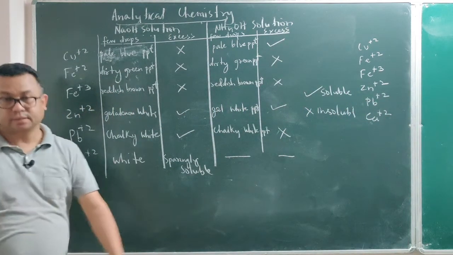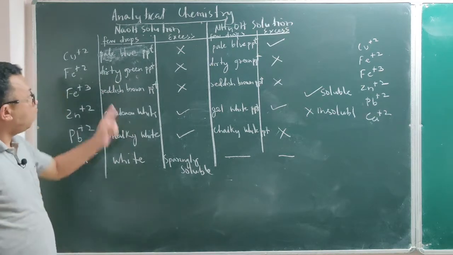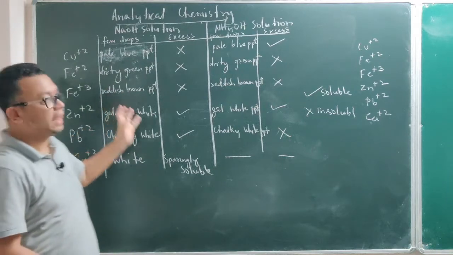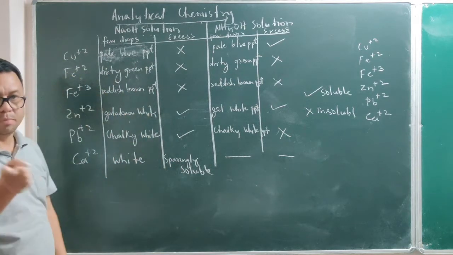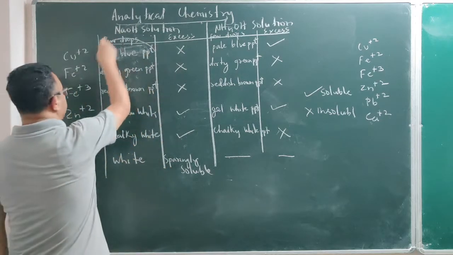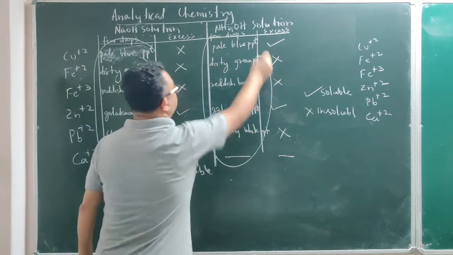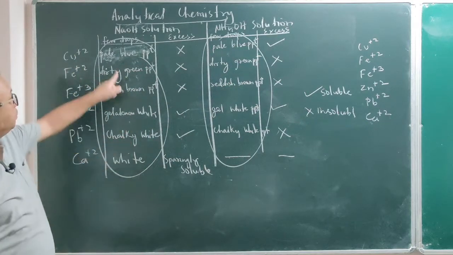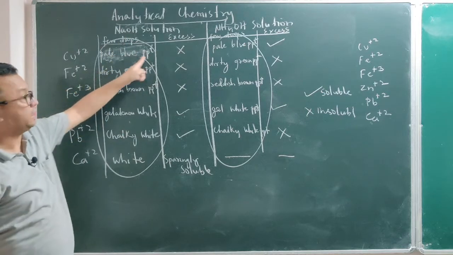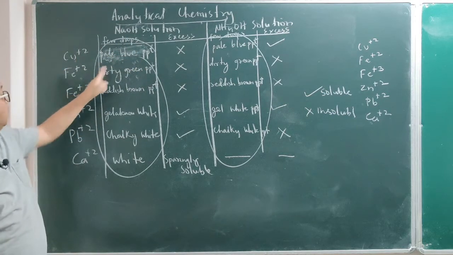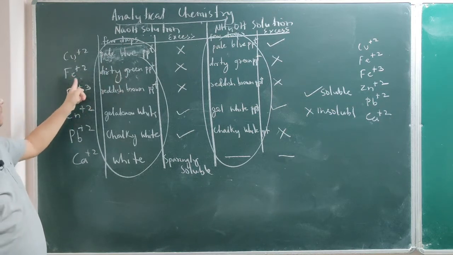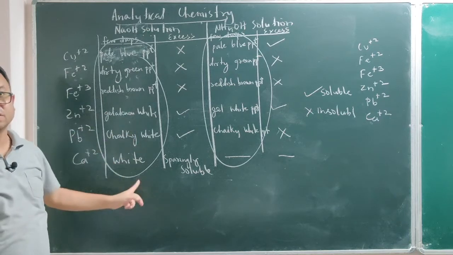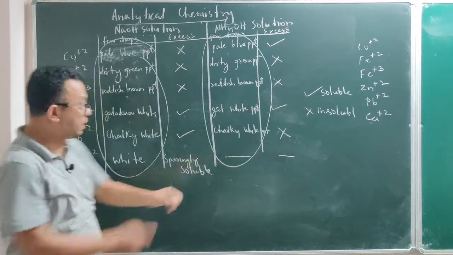Now, next I want to tell you what exactly this pale blue precipitate, or this dirty green precipitate, or reddish brown precipitate is. What is the chemical name of this? Let me tell you beforehand that all these precipitates are the hydroxide of the metal. For example, the pale blue precipitate is copper hydroxide. The dirty green one is ferrous hydroxide. Then ferric hydroxide, zinc hydroxide, lead hydroxide, calcium hydroxide. That means every precipitate that you see is the hydroxide of that particular metal.